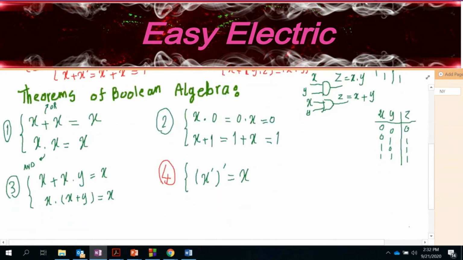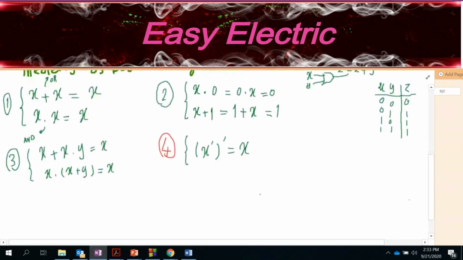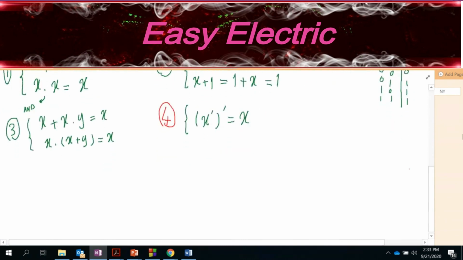Back to here, technically theorem number 4 is this: x double prime is equal to x. For now, we just read this. We will have an example later, where you will see why we have all of them. Okay, any questions so far? Let's check the chat box and see if we have any questions. Okay, that's good. So let's go to number 5.